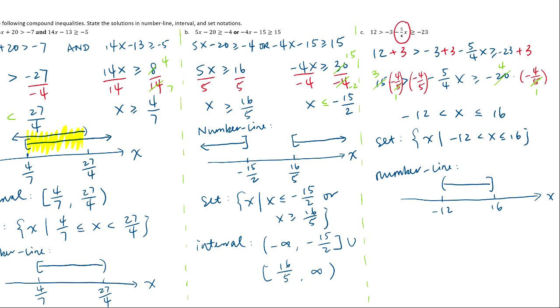And lastly, for the interval notation, we would go anywhere from negative 12 to positive 16 as a result. So that's how we can find the solutions for compound inequalities of different types.